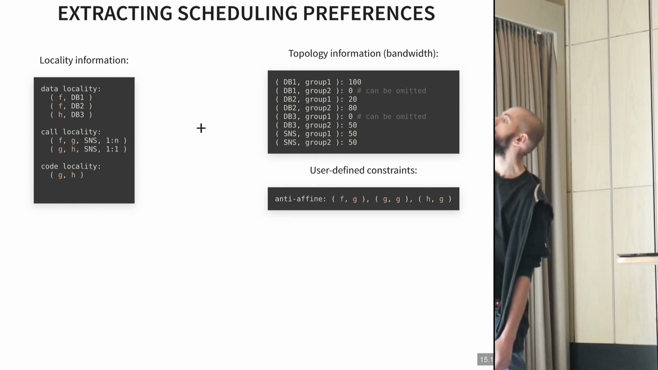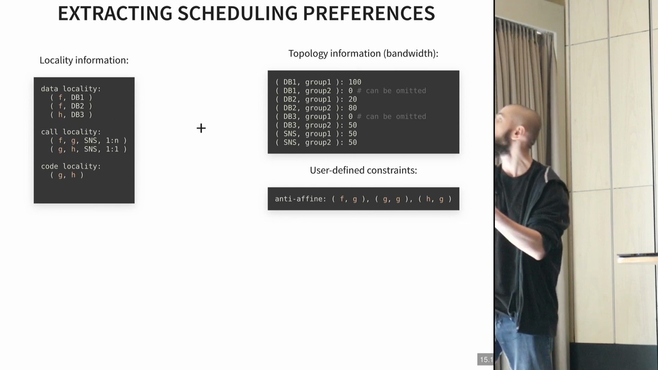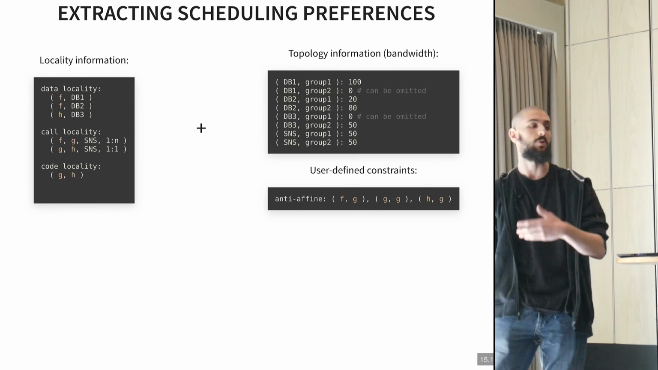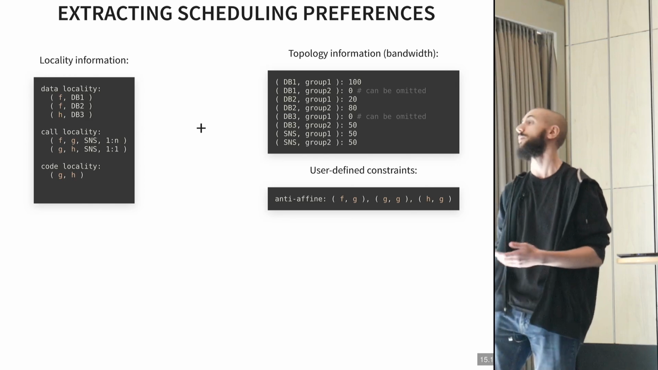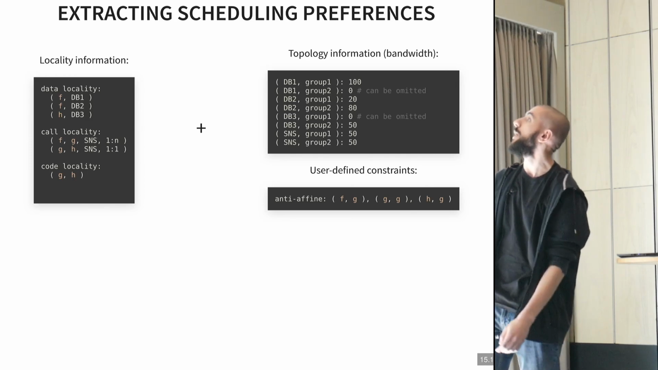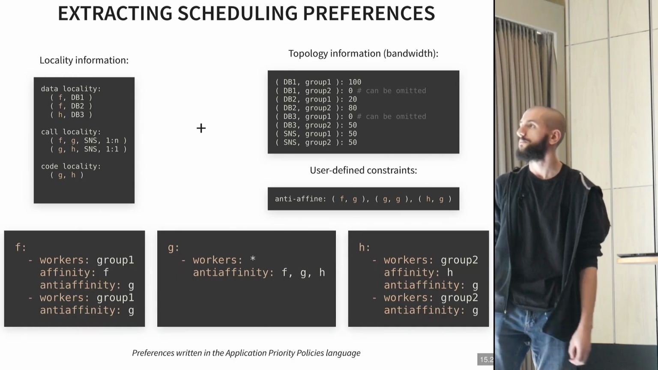So, for example, the user might ask us, please do not schedule F and G together, nor H and G together, nor G and G together. In this case, since G performs the training part of the workflow, we can imagine it to be very computationally intensive. So we might want to leave it alone and have an entire node dedicated to it. Then what we can extract from all this is something that looks like this.